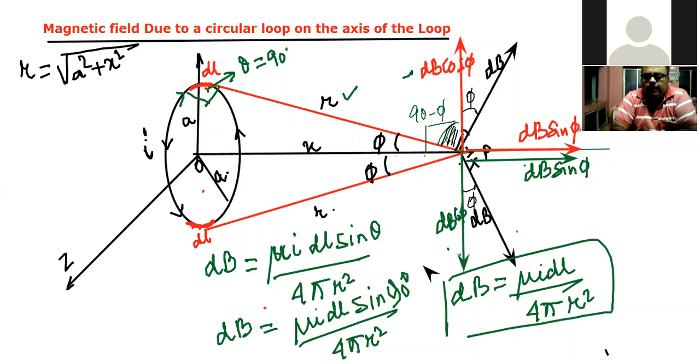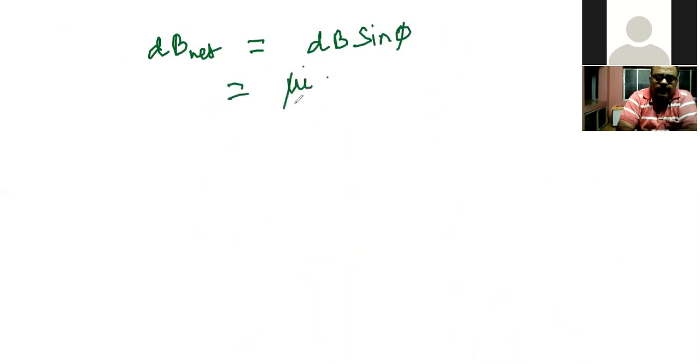Now only the sin phi component is remaining and the cos phi components are cancelled. So if I have to find dB net, that is the net magnetic field, what should I write? dB net will be equal to the sin phi component, that is dB sin phi. And what is dB? We have already found out, mu I dl by 4 pi r square. And children, what is sin phi over here?